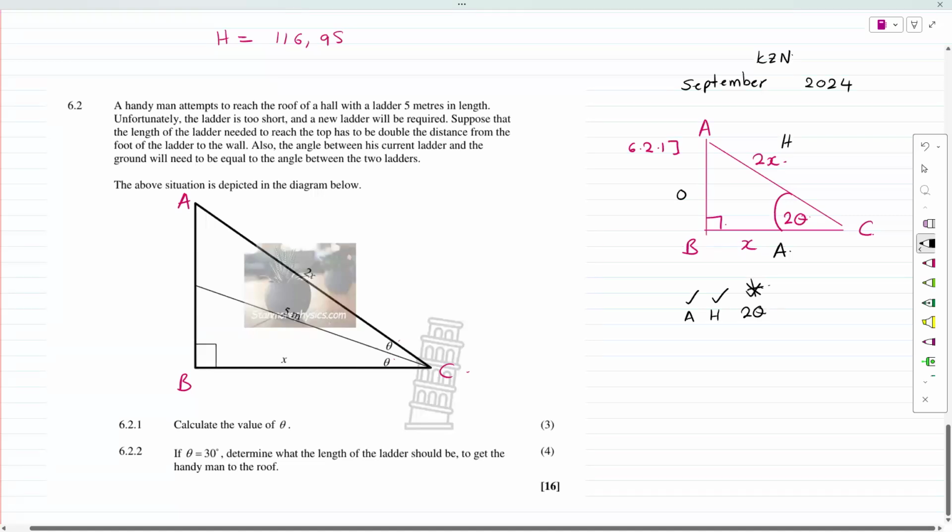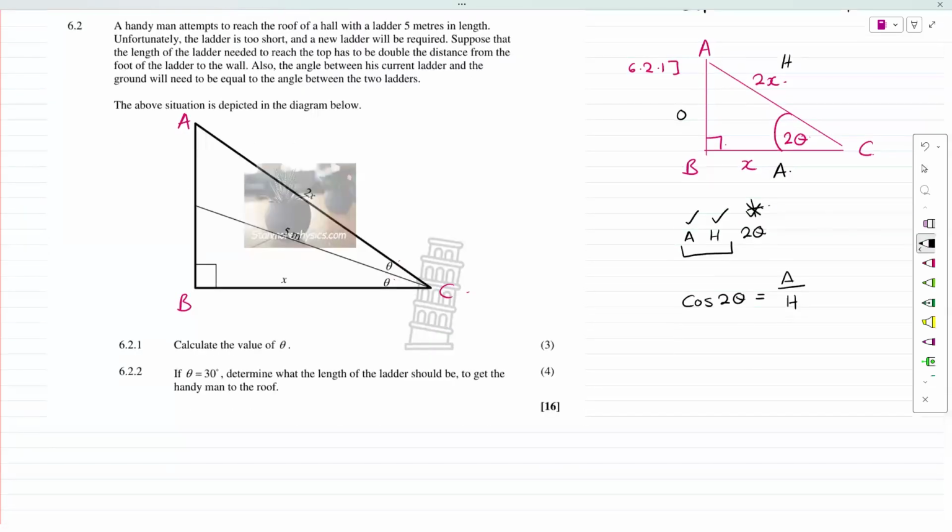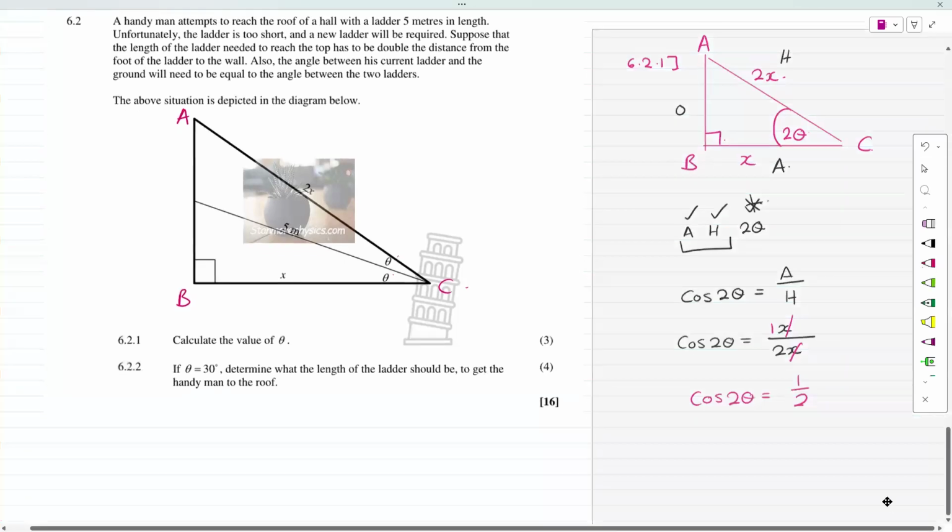We want to calculate the angle, and A and H in terms of SOHCAHTOA would be cos. So cos 2 theta equals A over H. Now, if we look at this question, cos of 2 theta equals A, which is x, over H, which is 2x, and we're going to cancel it out. x and x cancel out, and we're left with cos of 2 theta equals half. Now, guys, if we solve, let me move this out the way.